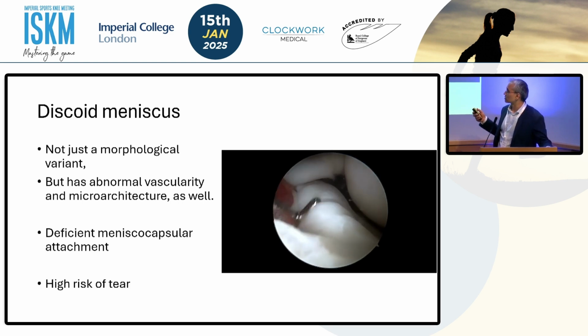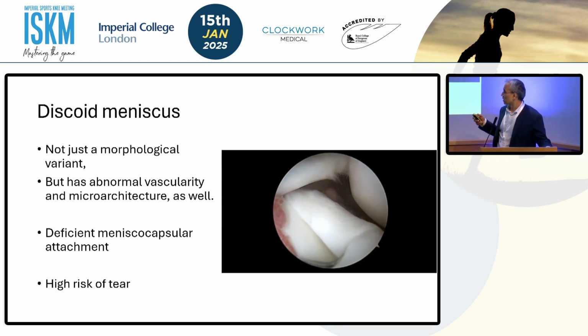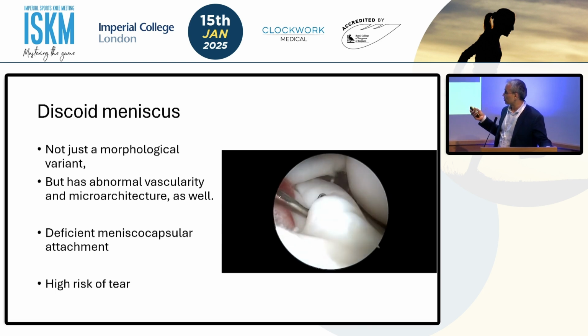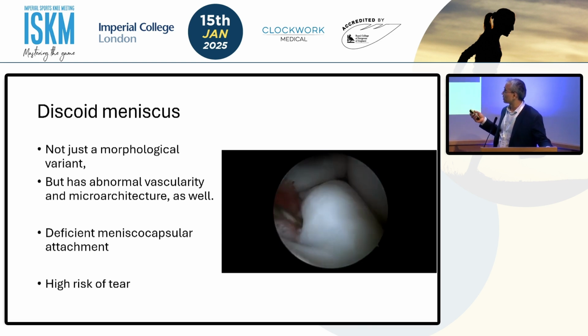So this is typically what you'll see when you go into a discoid meniscus. This one is unstable at the back. As you pull it, it will flop forward.